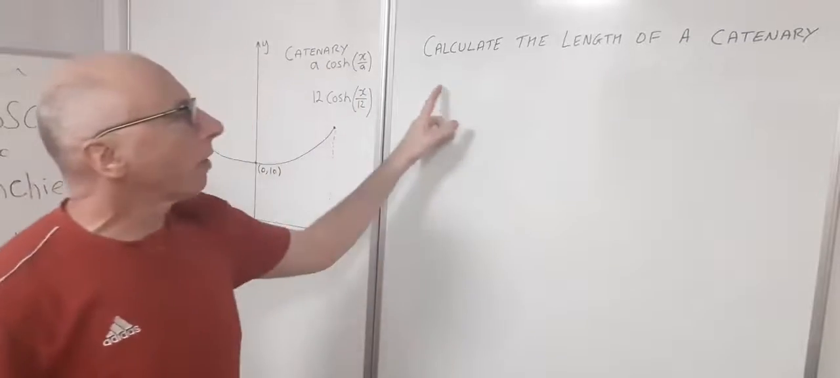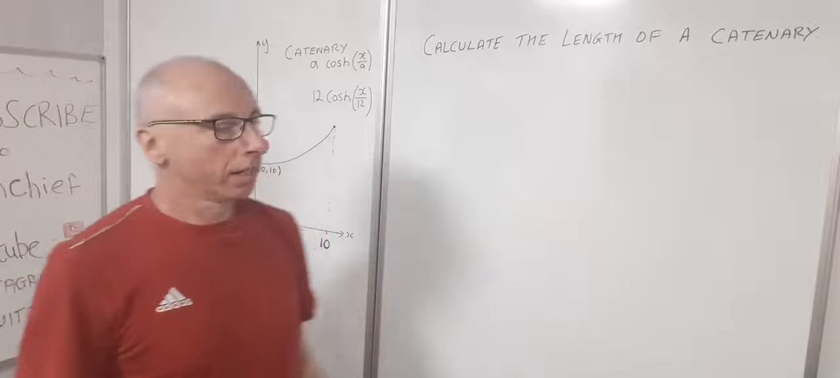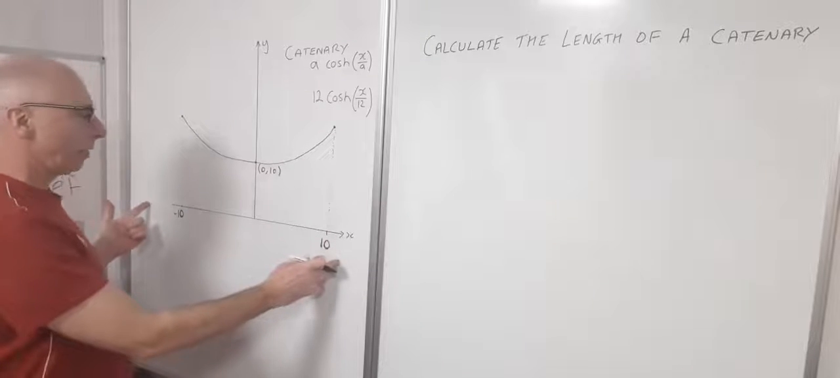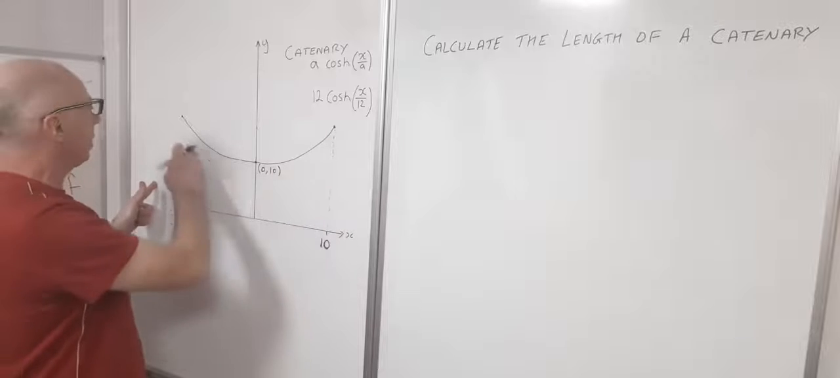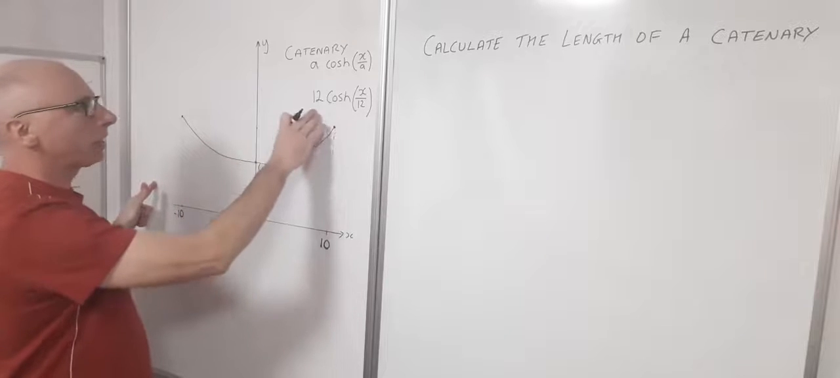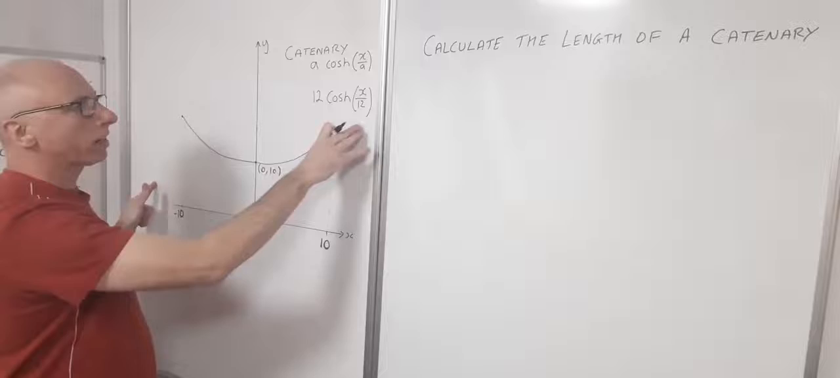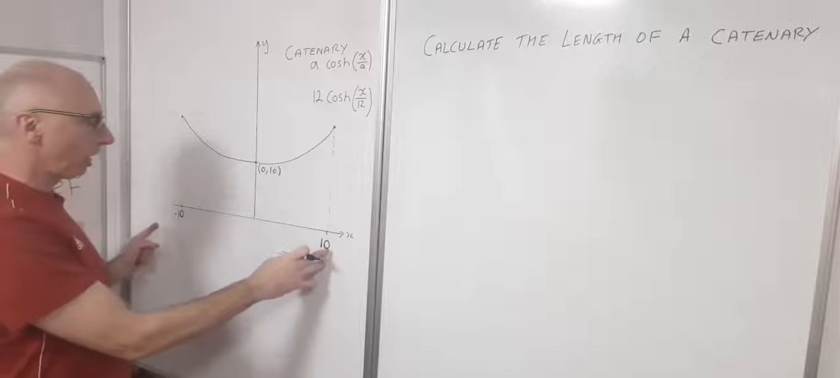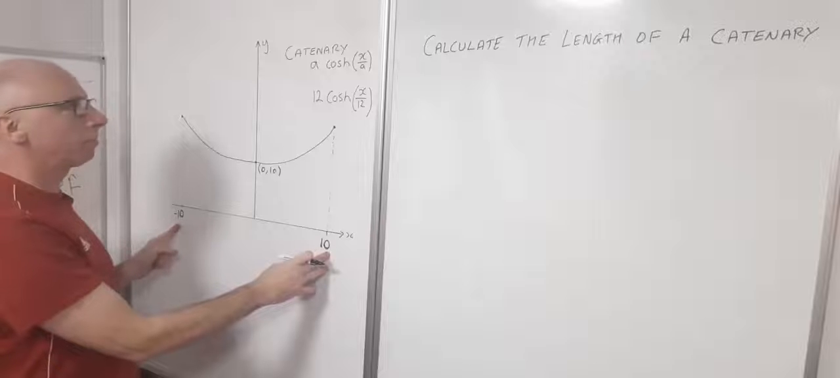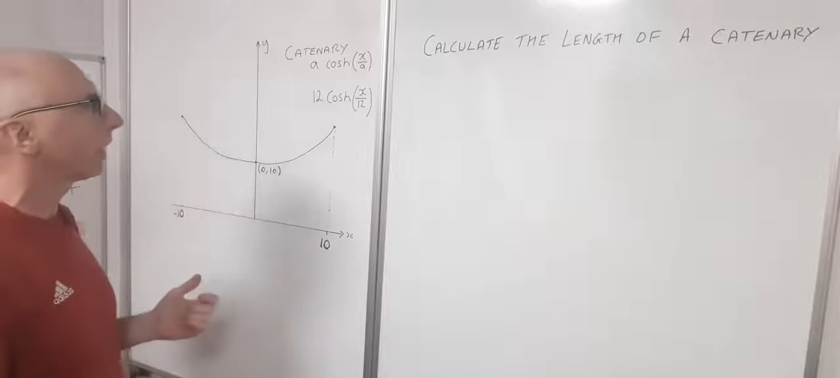In this video we're going to calculate the length of a catenary. Now I've drawn it on this diagram here. We've got two poles which have suspended a chain, which is making the curve 12 cosh x over 12. For the purpose of this calculation, I'll put them on the x-axis at 10 and minus 10, which is going to help us with our calculations.